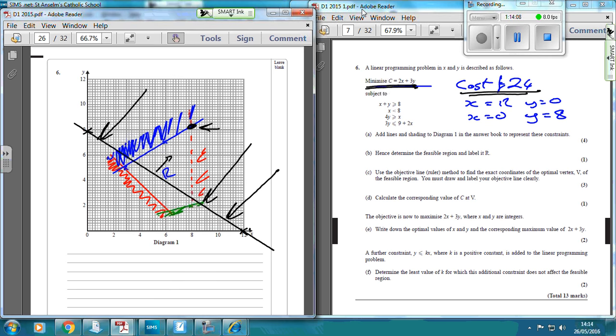So if I push it on a little bit, then my ruler looks like that. If I go in a little bit further, my ruler looks like that. And then as you can see, as you go further and further, you actually get to this point here. And so this is my objective line here, which I've drawn clearly. And we've now got to find the coordinates of where these 2 lines have met.